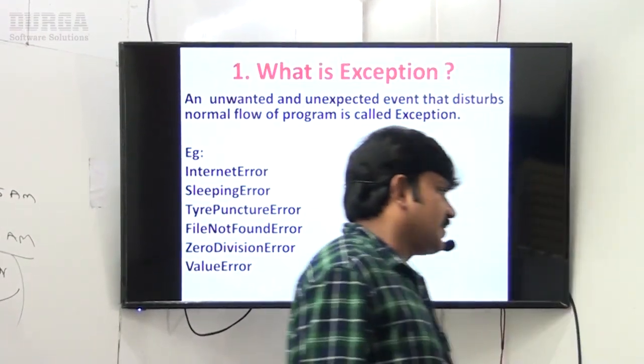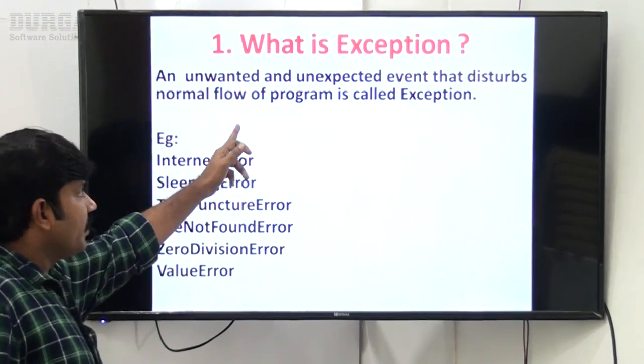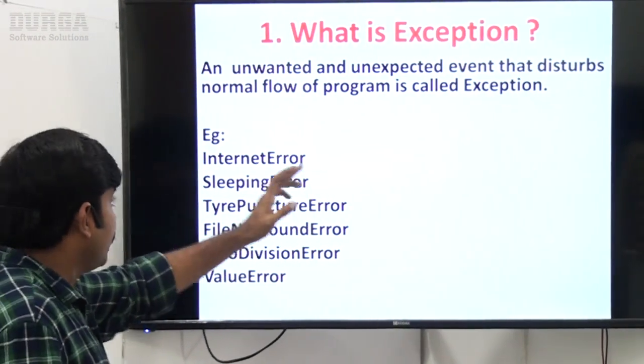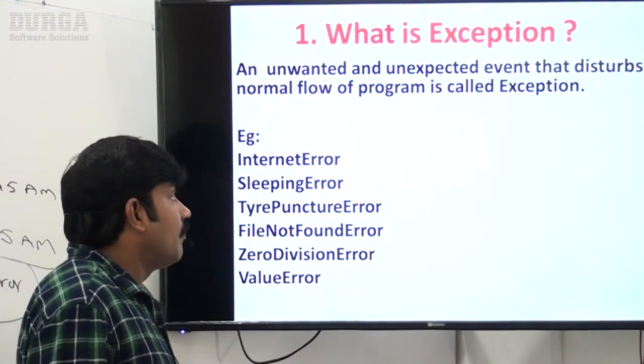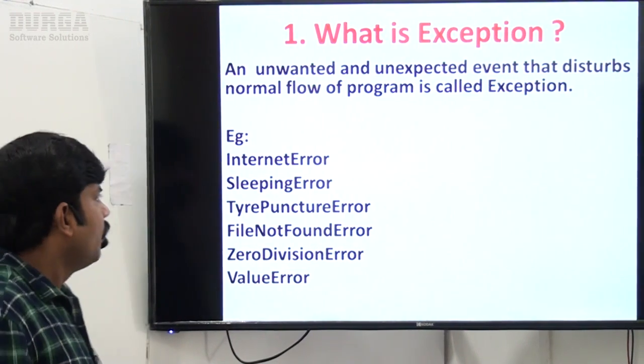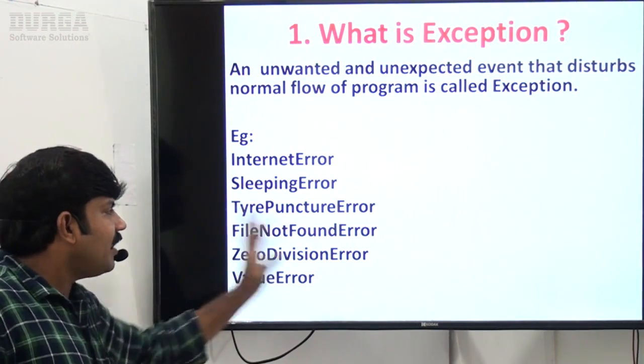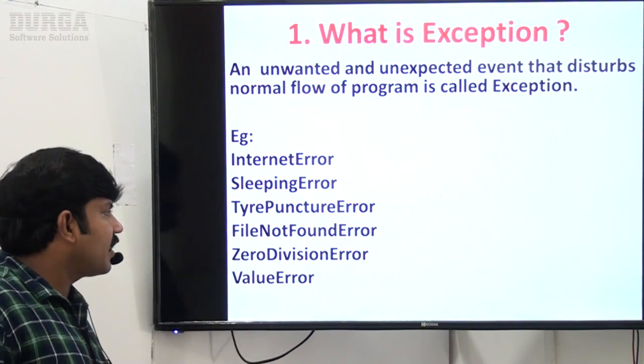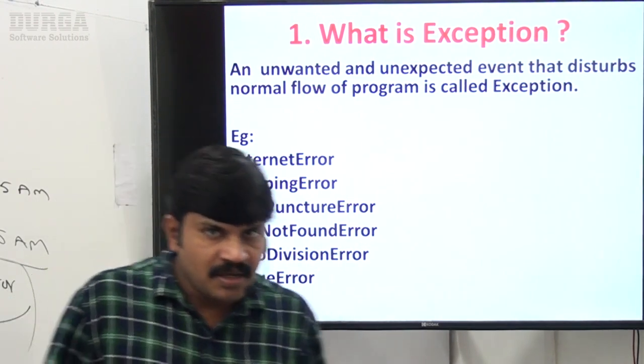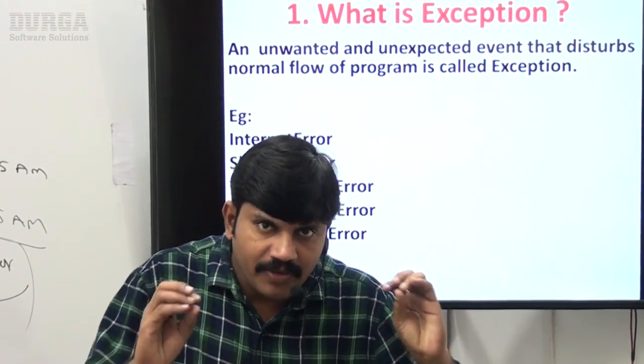So what is an exception? An unwanted and unexpected event that disturbs the normal flow of the program is called an exception. Internet error, sleeping error, tire punctured error, file not found error, zero division error, value error, like multiple errors are there. Up to this, any doubt? Clear, right?